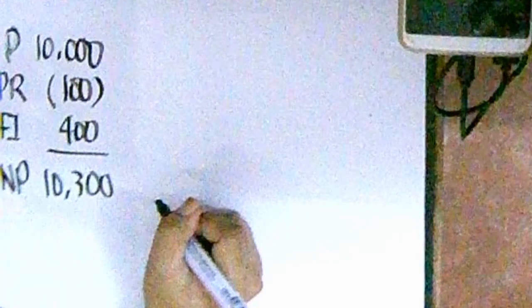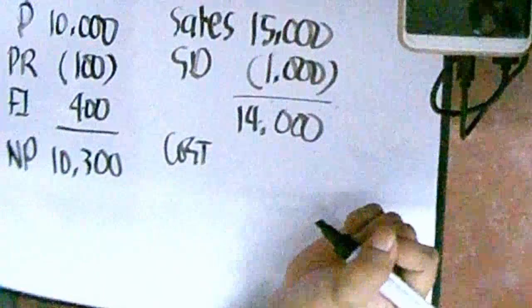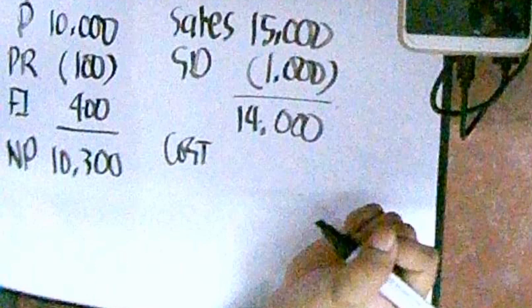Ibig sabihin, kung walang beginning and walang ending, ibig sabihin na-sold lahat. So, ito, na-benta lahat ito. So, meron tayong sales na given 15,000. Meron tayong sales discount of 1,000. So, binabawas natin yan. So, net sales natin is 14,000. And meron tayong cost. Cost na ito, 10,300. Therefore, yung profit natin is 3,700 pesos. So, yan yung sagot for our last question.